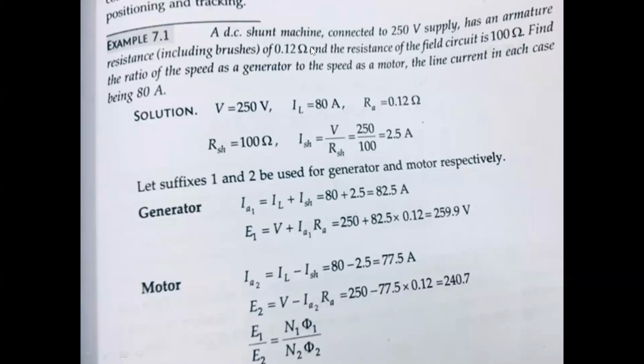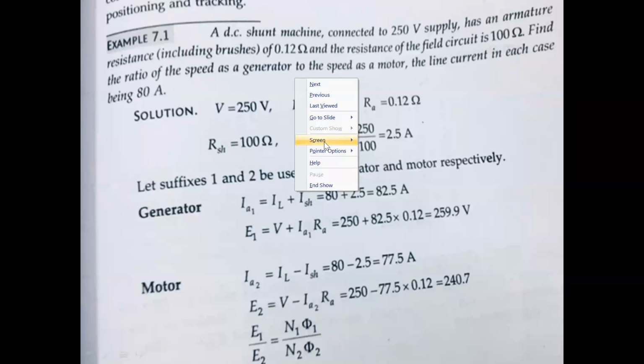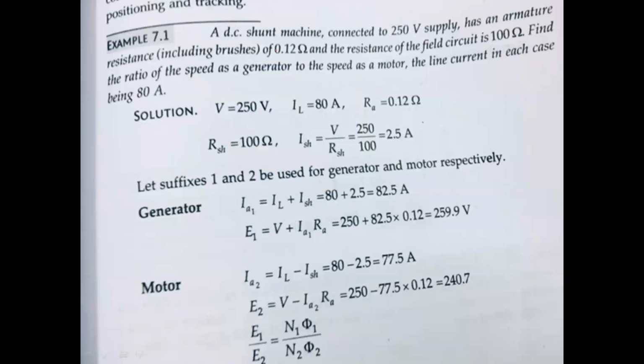A DC shunt machine connected to a 250 volt supply has an armature resistance, including brushes, of 12.12 ohms, and the resistance of the field circuit is 100 ohms. Find the ratio of the speed as a generator to the speed as a motor. First, open the problem and draw the circuit.